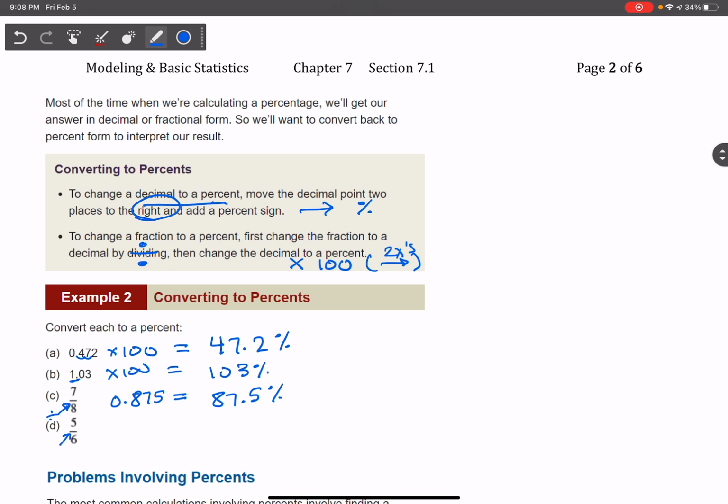And then we have 5/6. Once again, I'm going to divide to turn it into a decimal, and I get 0.83 repeating. Sorry, when I divide it, that's actually my decimal, not my percent. I'm jumping ahead of myself, guys. Sorry. When I divide 5 by 6, let me write it out.